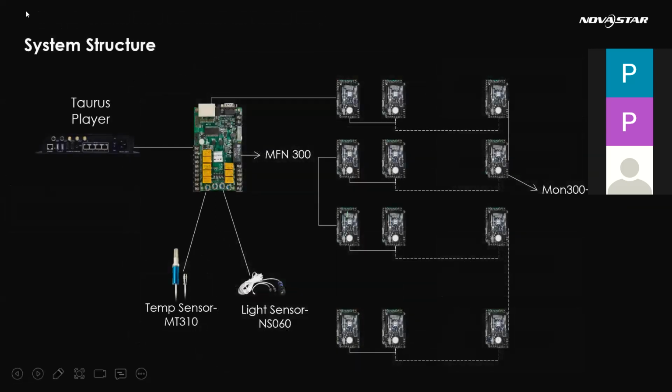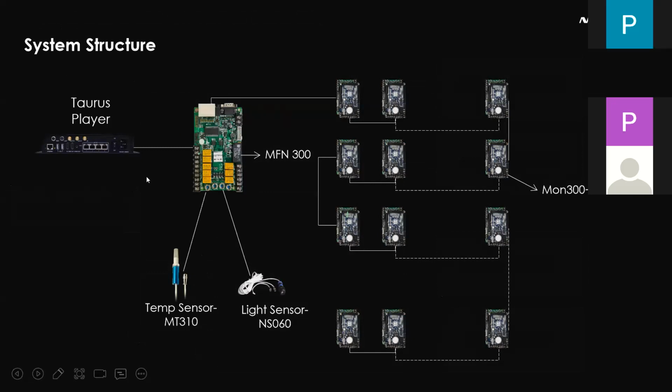Well, let's see the system structure about the smart city project. Well, let's check it. First of all, we will need a Taurus player, no matter it is the TB1 or TB2 or TB4. After the Taurus card, we need to connect our multifunction card, MFN 300. Actually, before the training, one of my clients is asking me, how does the multifunction card work?